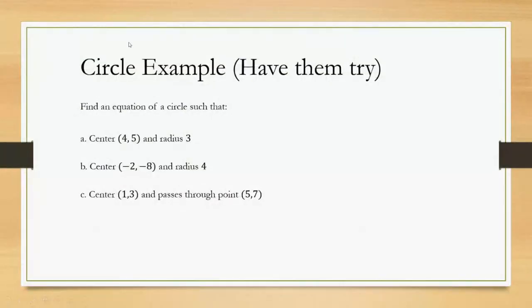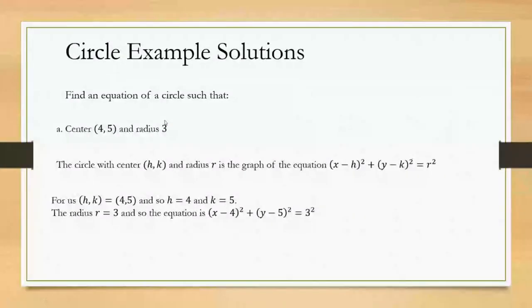All right. Anyway, this was another one. I was going to have you guys try it, but why don't we do it together? Because I did that with my other class. Okay. So here, let's find an equation of a circle whose center is (4, 5) and whose radius is 3. That's the first example here.